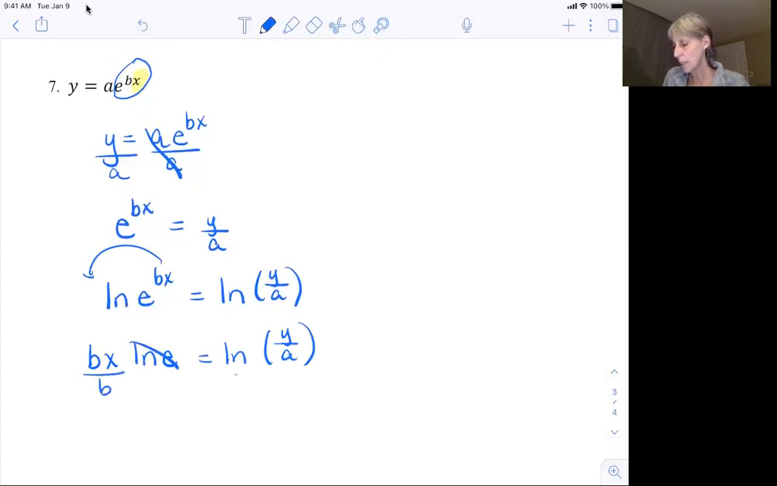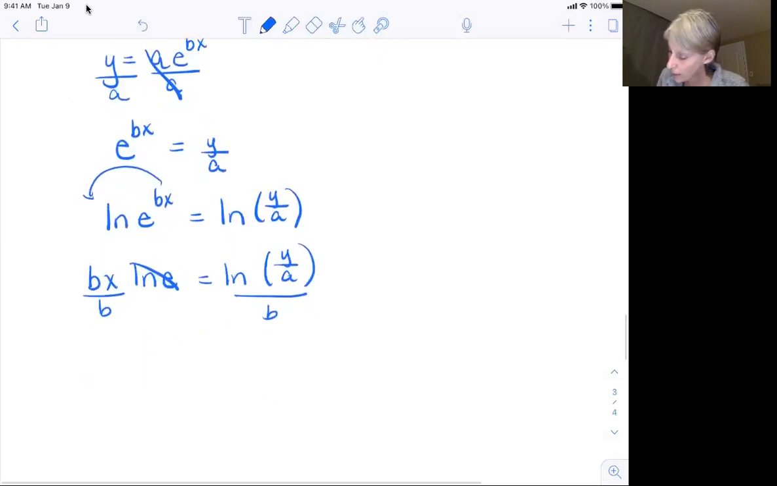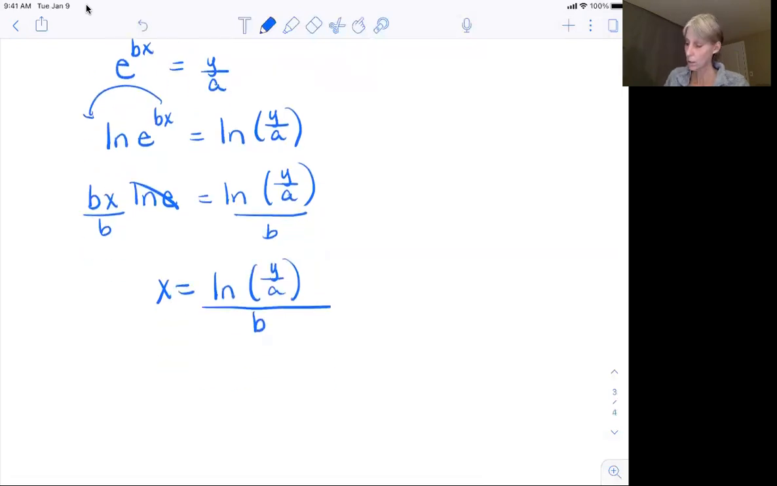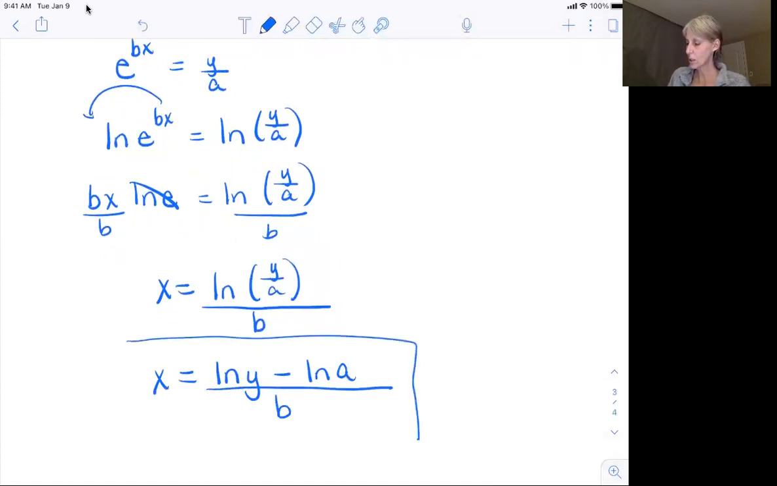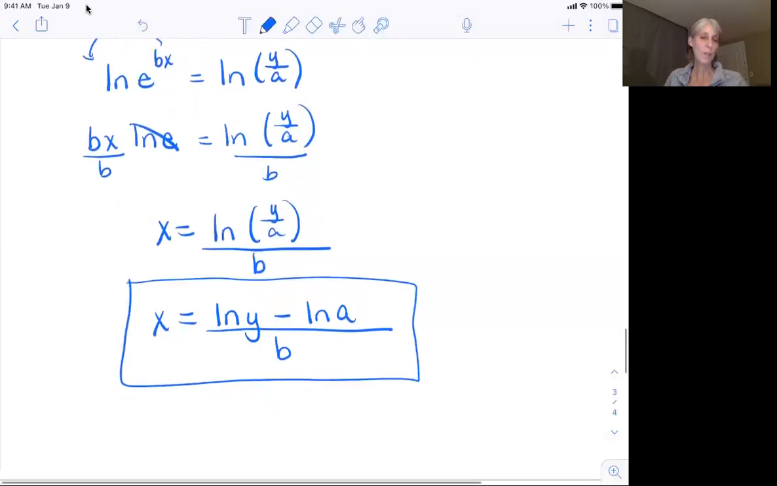I'm going to divide by b, and x is going to equal ln of y over a, divided by b. We could even go a step further because I can rewrite this top here. I can use my properties of logs, and you should be able to see stuff like this. ln of y minus ln of a, all over b, because that's a little bit nicer to look at. They're equivalent. They're both the same thing.